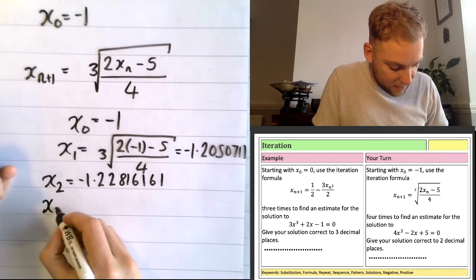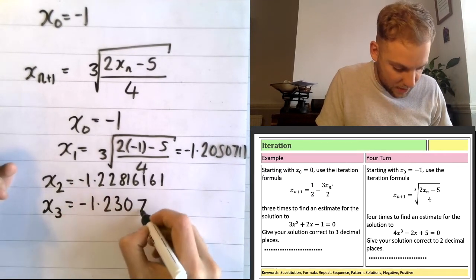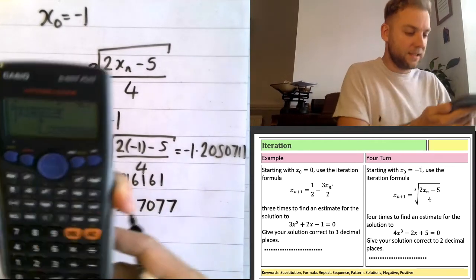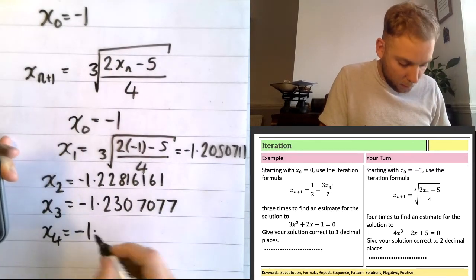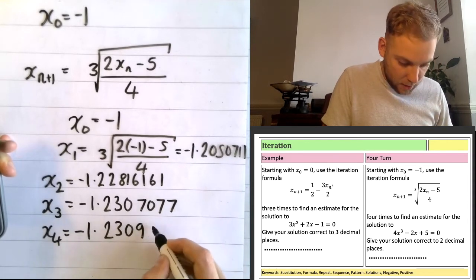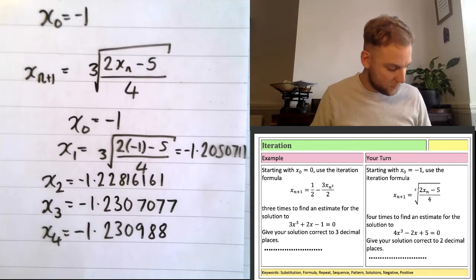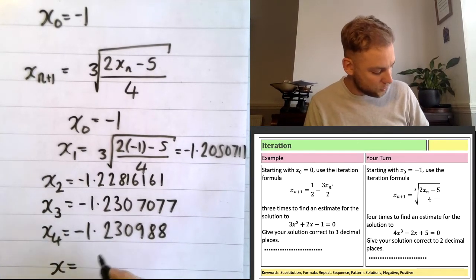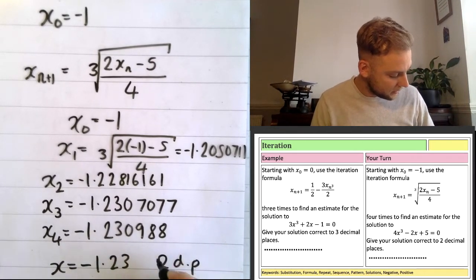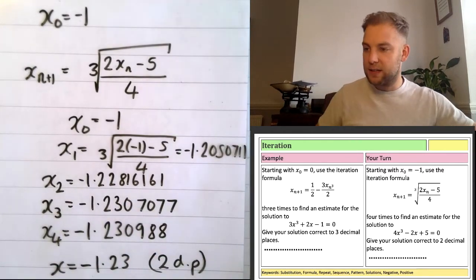Brilliant. So x of 3 is equal to minus 1.2307077, and x of 4, press equals again, minus 1.23098. Now it says it wants it to 2 decimal places, so in this case x is equal to minus 1.23 to 2 decimal places, like so. Brilliant. Super. So let's just check those answers.